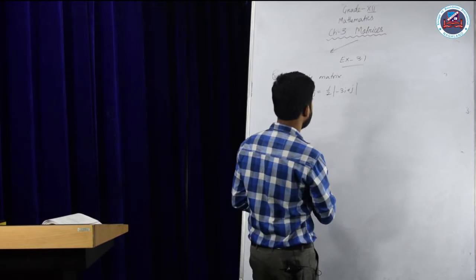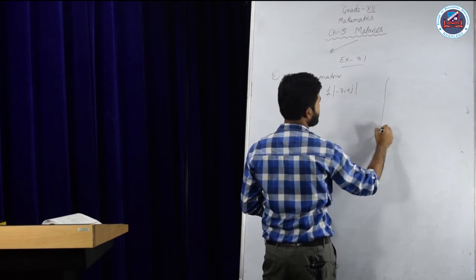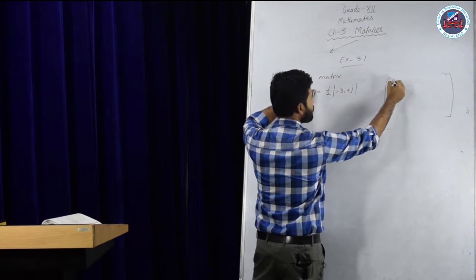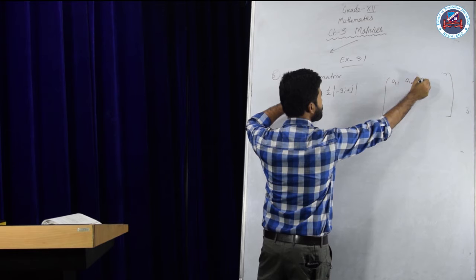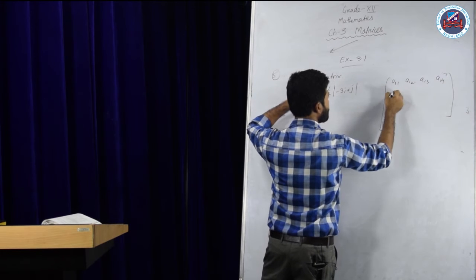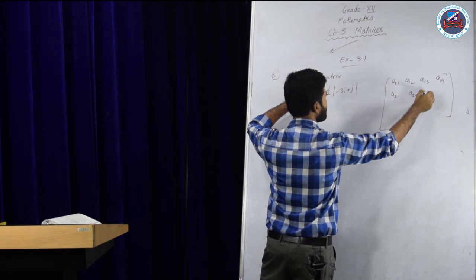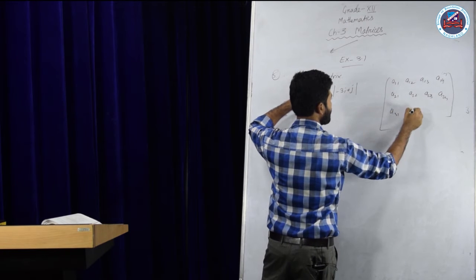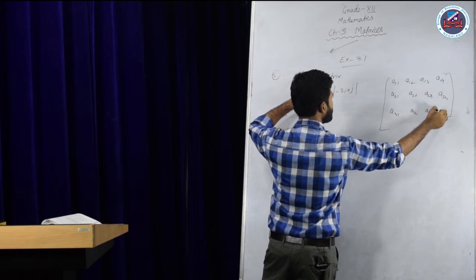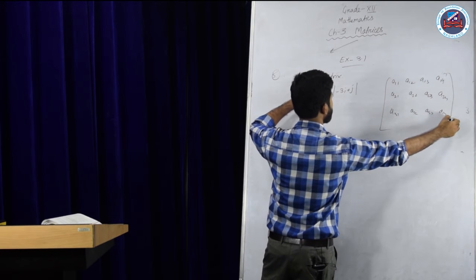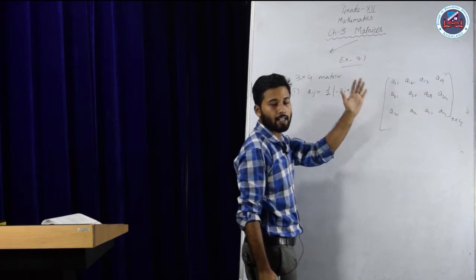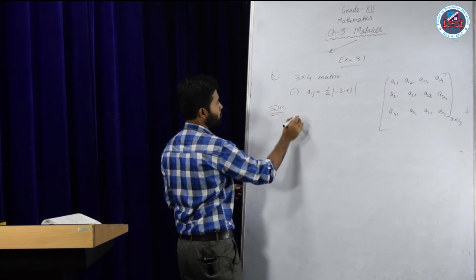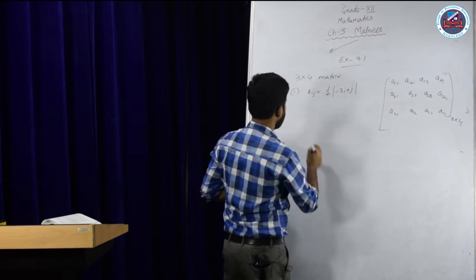So the first thing you need to understand is that since it is a 3 by 4 matrix, the elements will look like A11, A12, A13, A14, A21, A22, A23, A24, A31, A32, A33, A34, and this is a 3 cross 4 matrix. That means 3 rows and 4 columns. Clear? So we need to find the elements at first. So what will be A11?